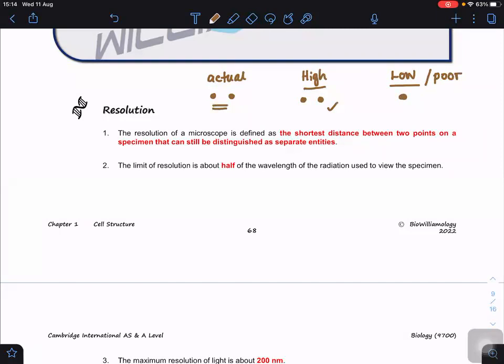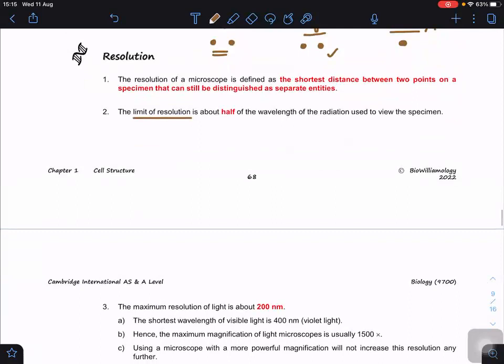By using a higher resolution, let's say for example, we use a higher resolution microscope, I will be able to see 2 points. But if you use a low resolution or poor resolution, then you can only see 1 point. And the limit of resolution here is not because of my microscope, but because it's limited by the wavelength of the radiation. Are you clear? As long as you don't change the wavelength, you won't be able to improve the resolution, because the limit of resolution is about half of the wavelength of the radiation we use to view the specimen.